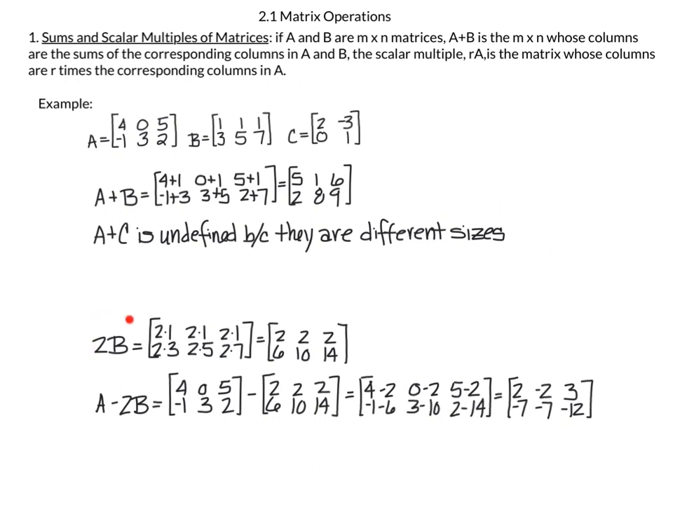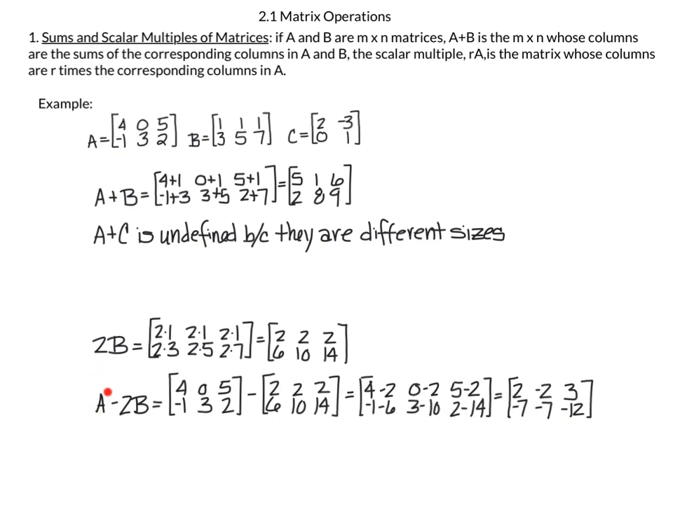Our example of a scalar 2 multiplied by a matrix B, each column of B is going to be multiplied by 2. So we multiply this first column, 1, 3, by 2. So that's 2 times 1 and 2 times 3. The second column multiplied by 2 will be 2 times 1 and 2 times 5. And the last column, 1, 7, by 2, is 2 times 1 and 2 times 7. So we'll get 2, 6, 2, 10, and 2, 14.